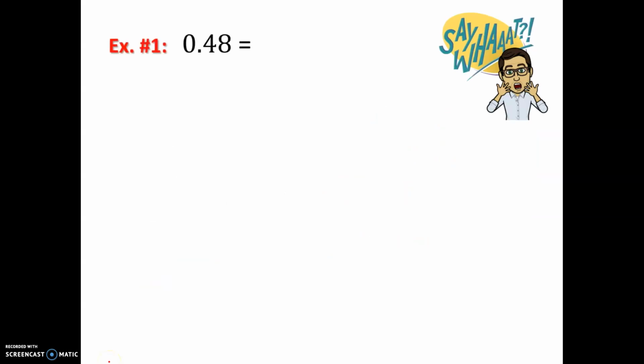So we've got 0.48, which we actually don't say that. How do we say that? Good, 48 hundredths. Simplify that. Both of those are divisible by 4. It becomes 12 over 25.